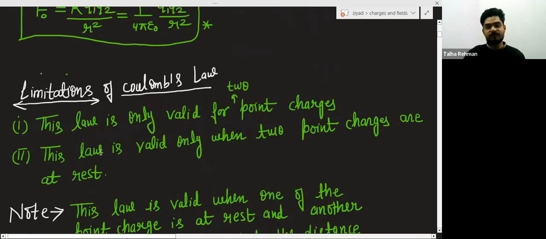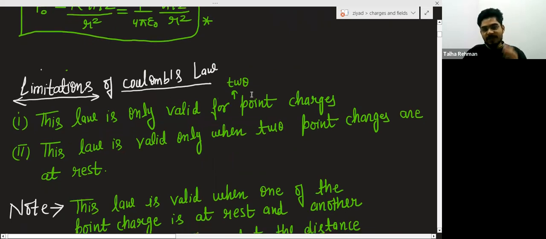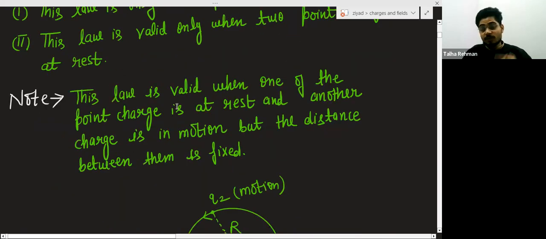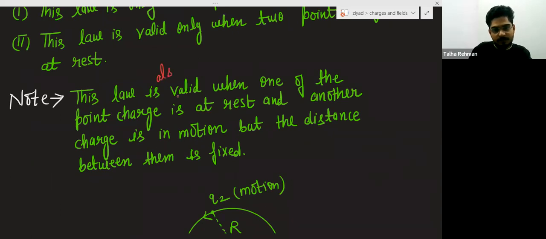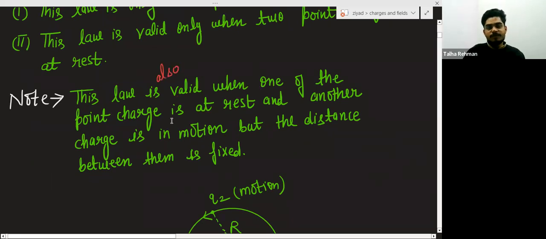First, point charges. This law is valid only when 2 point charges are at rest. This law is also valid when one of the point charges is at rest and another charge is in motion, but the distance between them is fixed.